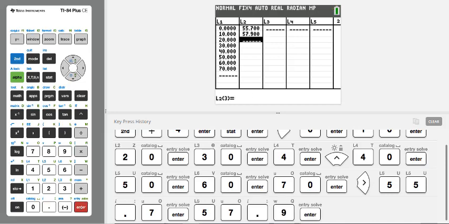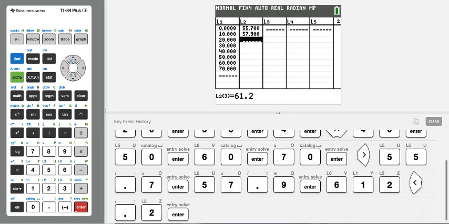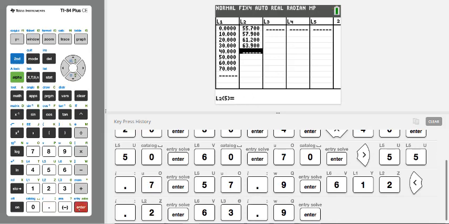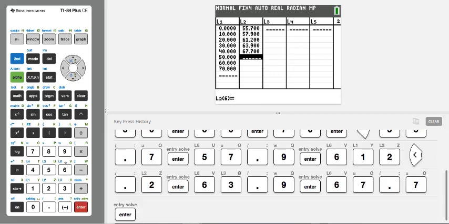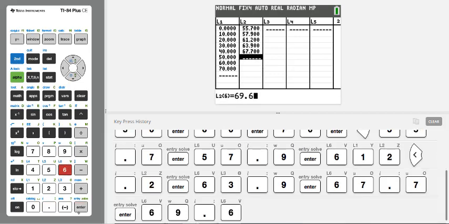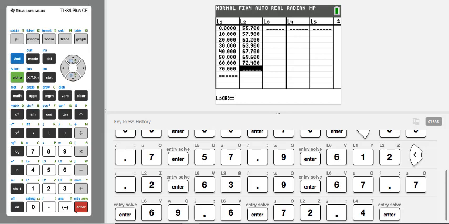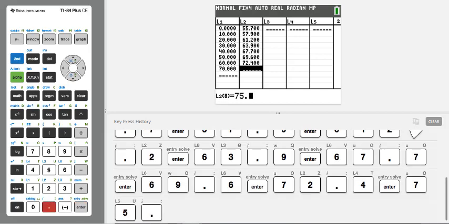Okay, boom. L2 is 55.7, 57.9, 61.2, 63.2, 63.9, 67.7, 69.6, 72.4, and 75.5. Enter. All right, so everything lines up.